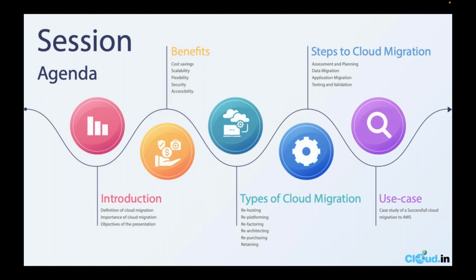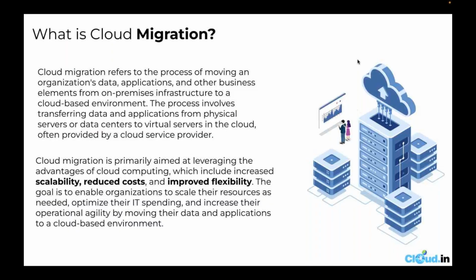So moving forward, let us first understand what cloud migration is. Cloud migration refers to the process of moving an organization's data, its applications, and other business elements from on-premises infrastructure to a cloud-based environment. This process involves transferring the data and the applications from the physical servers or data centers, which is also called the on-premises infrastructure of a company, to a virtual server in a cloud, which is often provided by a cloud service provider.